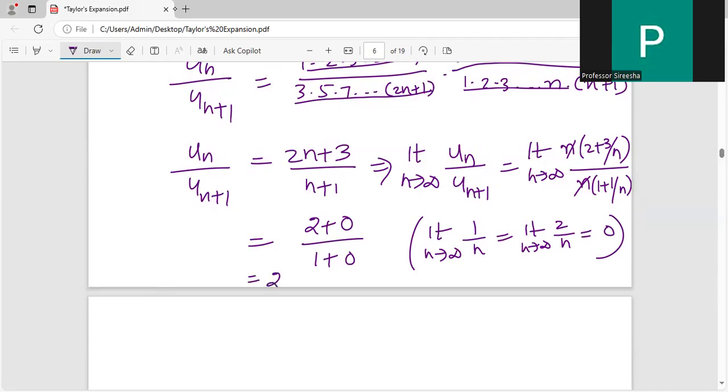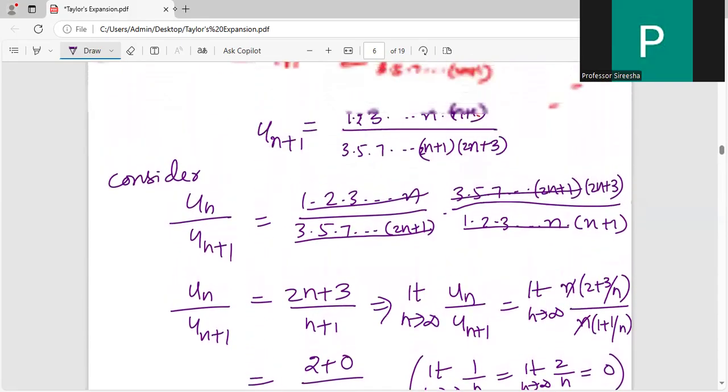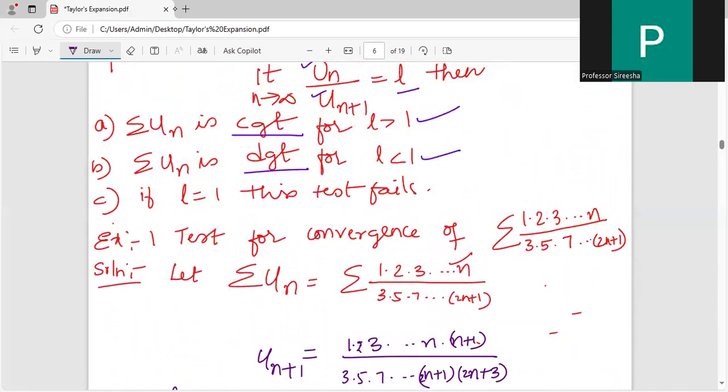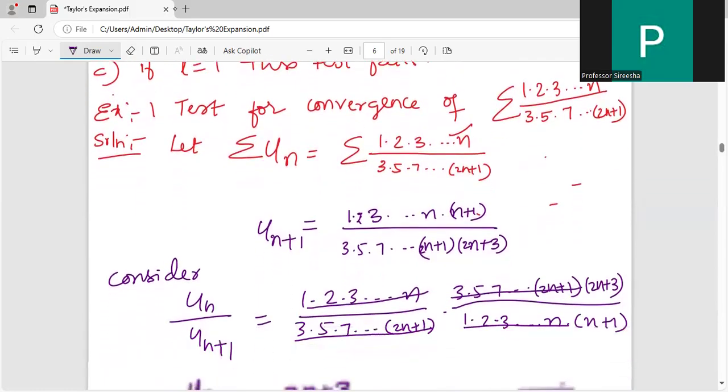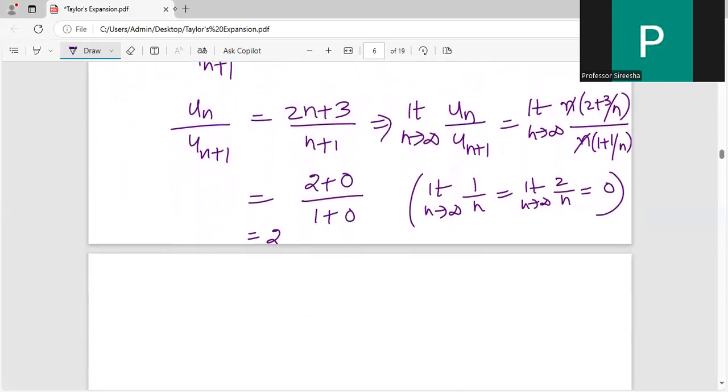Now please tell me, according to the conditions of the ratio test, the value that I've got is L. If L is greater than 1, the series would be convergent. This value is L and it is greater than 1. Hence, what will I write? Summation un is convergent. That's it. You don't need to write anything about the test.